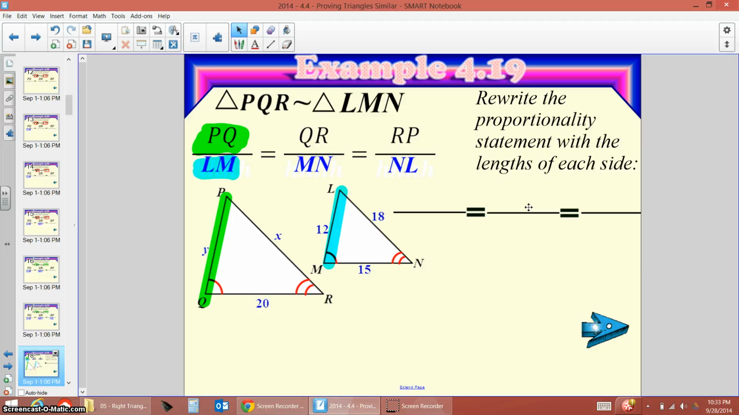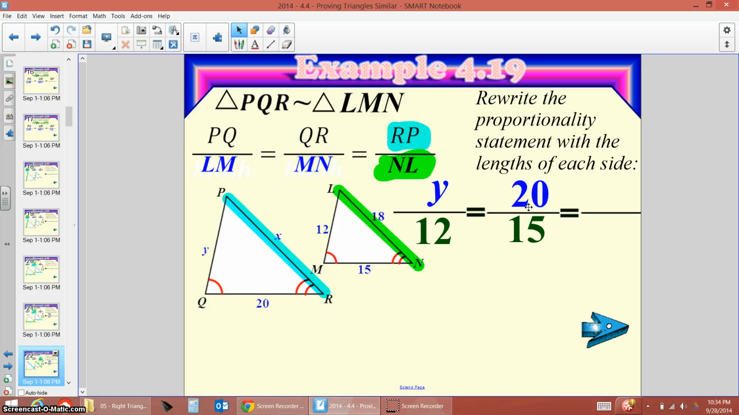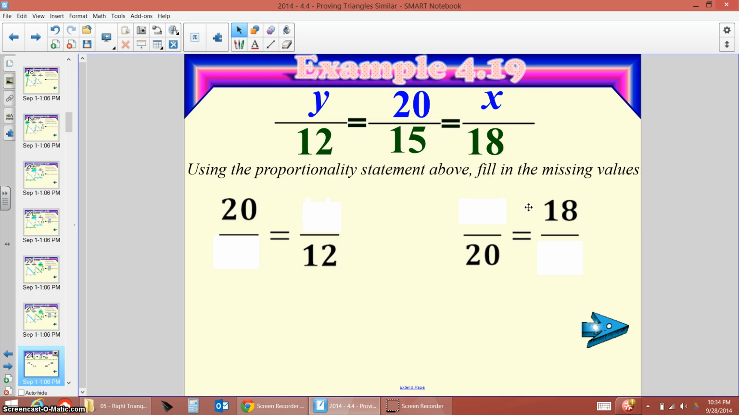So PQ and LM, well, that's just y over 12. And this becomes 20 over 15 and x over 18. Now, at this point, we look for filling in the blank some more. What goes under the 20? Well, that's a 15 and a y. It goes over the 12. I look over here, 15 goes on top of the 20, and x goes below the 18.